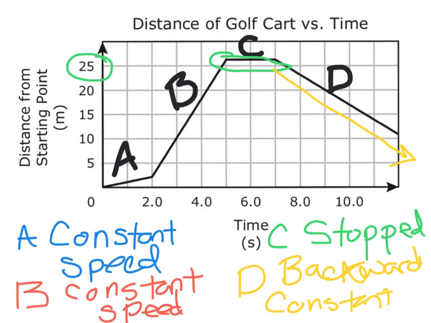If it was not constant speed, our motion graph would actually have a curve to it, like that or like that. So a straight line on a motion graph means that we have constant speed. If you see a curved line, it means we are not traveling at a constant speed. We are speeding up or slowing down.